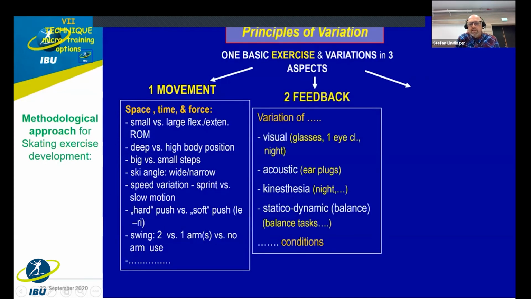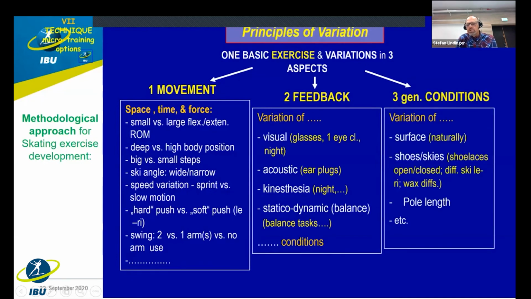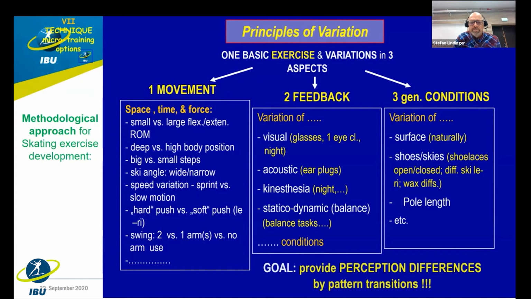Or in feedback with different helps: visual, acoustic, kinesthetic. Or in conditions: open shoes, closed shoes, different surfaces, different pole length on purpose, different ski stiffness, different ski length. Vary in that. That already helps a lot. And these are three possibilities that we can have as a methodological approach for this.